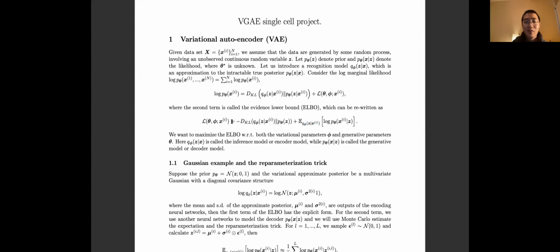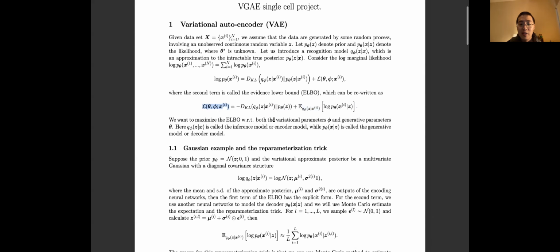For the VAE, the purpose is to maximize the ELBO, that is, to maximize over theta and phi to maximize L. So we have two parameters. First is the variational parameter, which is phi, and the next is the generative parameter, which is theta. And here we have two models. First is called the inference model or the encoder model.